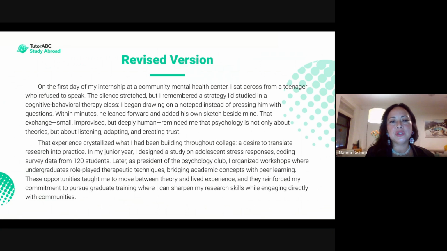On the first day of my internship at a community mental health center, I sat across from a teenager who refused to speak. The silence stretched, but I remembered a strategy I'd studied in a cognitive behavioral therapy class. I began drawing on a notepad instead of pressing him with questions. Within minutes, he leaned forward and added his own sketch beside mine. That exchange, small, improvised, but deeply human, reminded me that psychology is not only about theories, but also about listening, adapting, and creating trust.